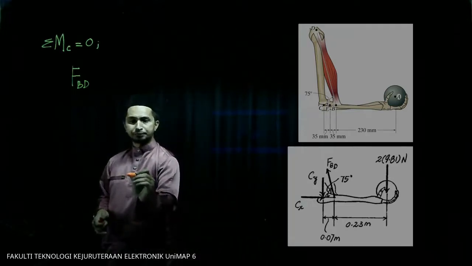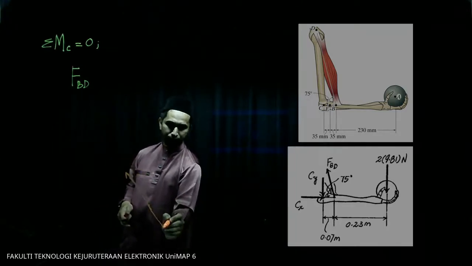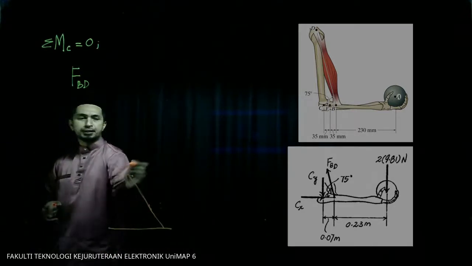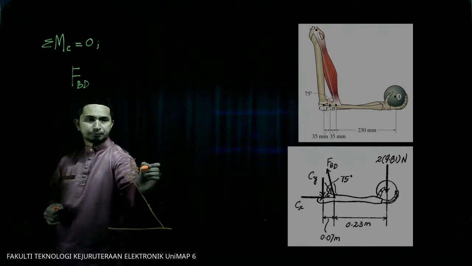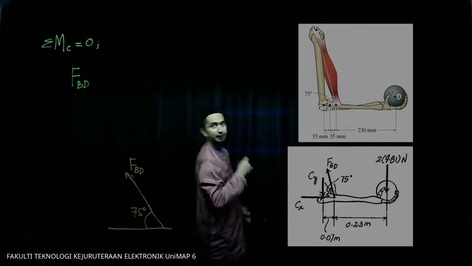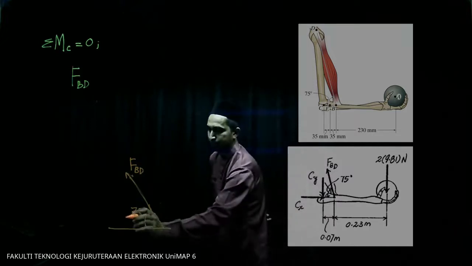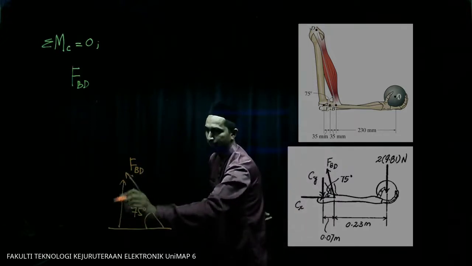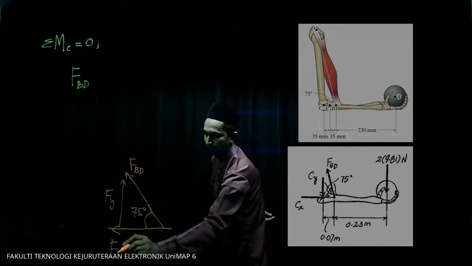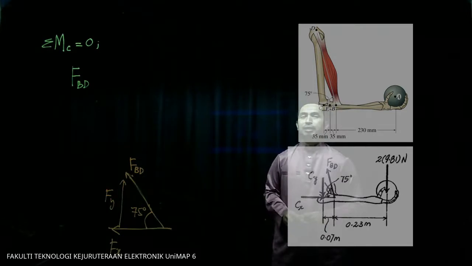We'll draw again here to make everybody clear. This is FBD, 75 degree. Okay. Almost similar, eh? Our FBD, so this is Fy. This is Fx. Okay. So Fx, Fy.